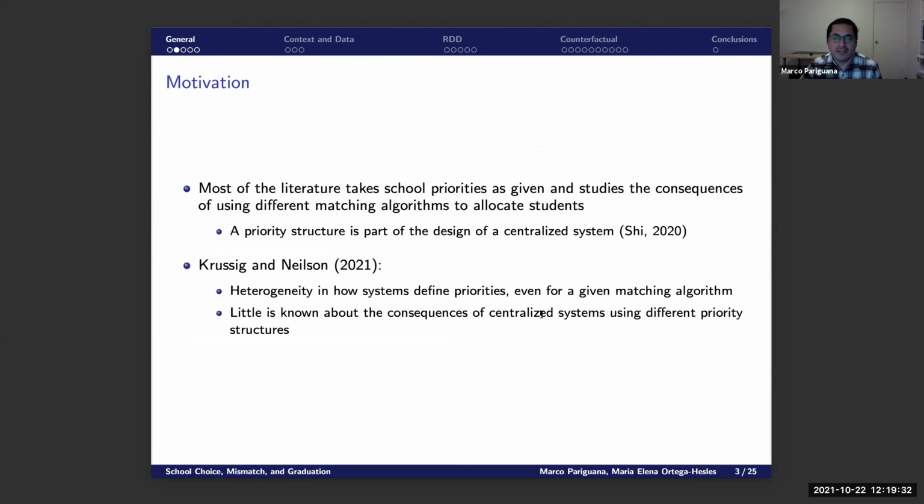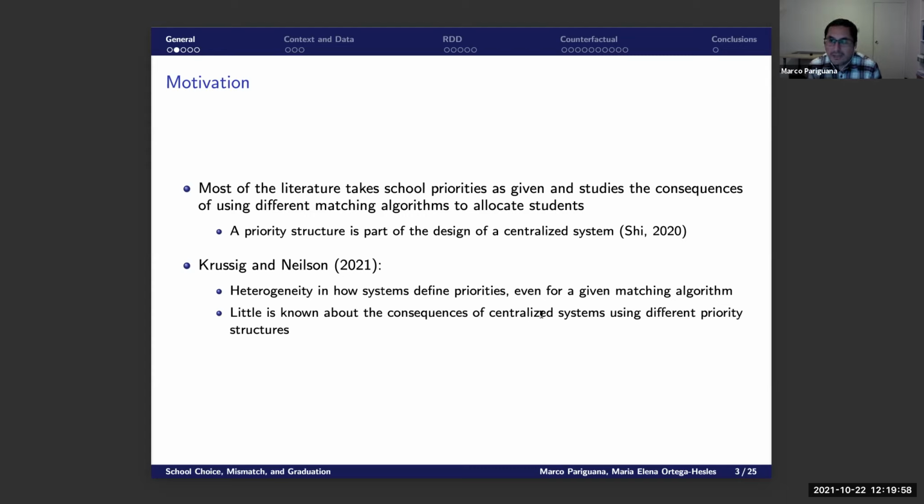So the motivation for this paper is that most of the literature takes school priorities as given and studies the consequences of using different matching algorithms to allocate the students. So basically, somehow the priorities have been decided in the past. Now let's find the best way to allocate the students. But in principle, a priority structure is part of the design of the centralized system. And because it's part of the design, it can be modified.